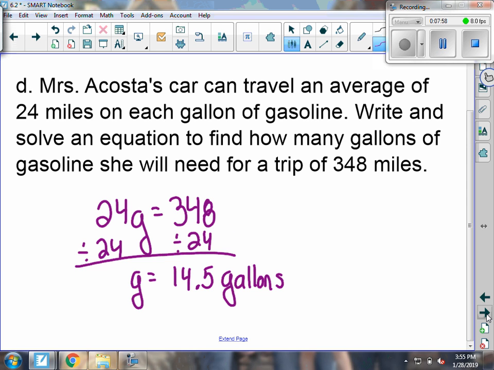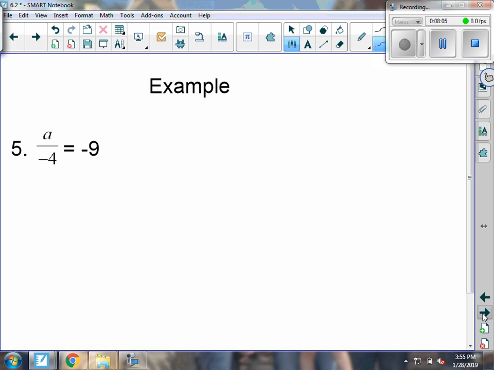So that was using the division property of equality, when we divide both sides of your equation by the same number. Now we're going to use the multiplication property of equality, where you multiply both sides of your equation by the same number. So I have a over -4 is equal to -9. I'm going to copy this down over here, just so I have a little bit more room. So go ahead and copy that down.